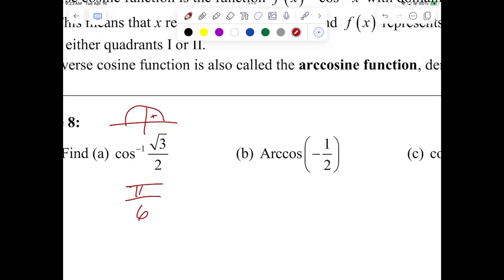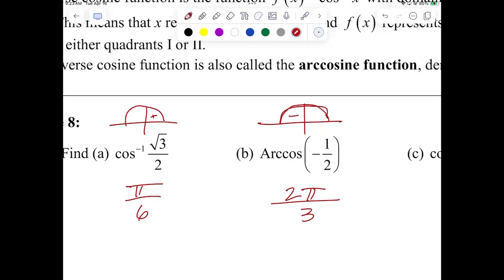Arc cosine of negative 1/2. Which quadrant is it going to be in? Quadrant 2. What's the angle in quadrant 2 where the cosine is negative 1/2? It's the pi thirds reference angle, but pi thirds is in quadrant 1. So what's the pi thirds angle in quadrant 2? 2 pi thirds. Yeah.